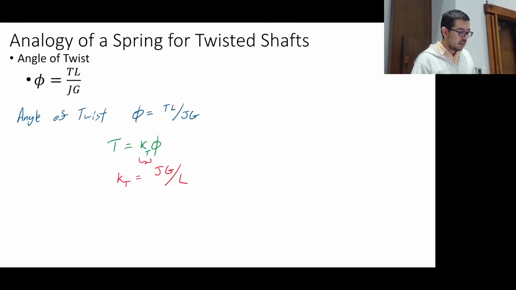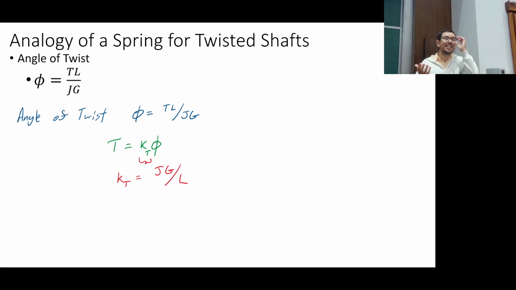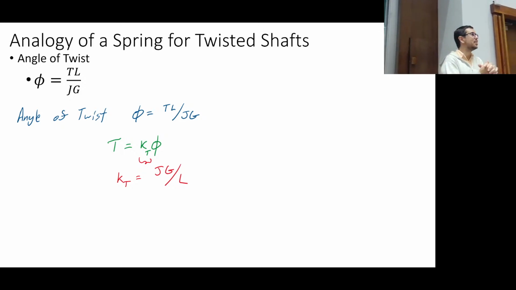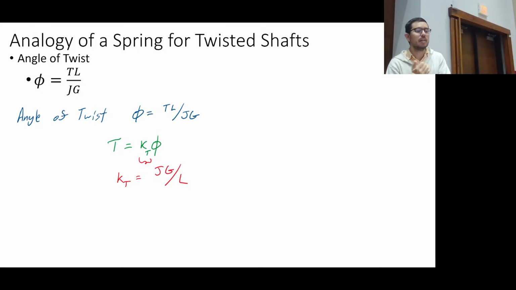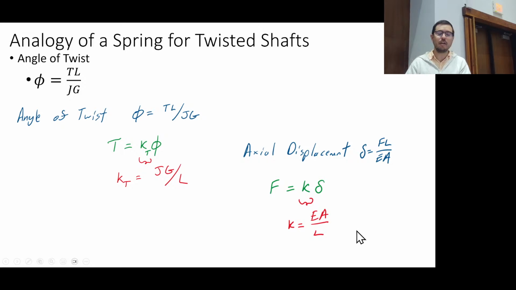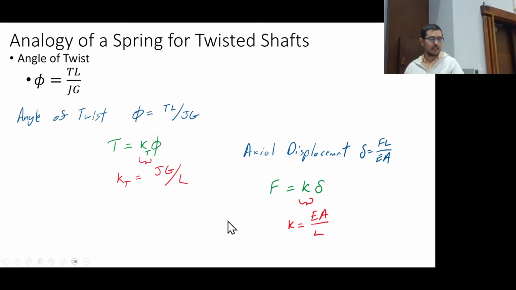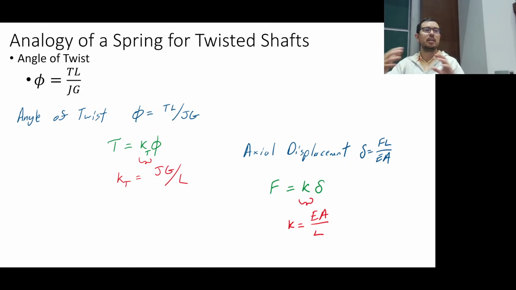Okay. All right, and then again, we can define a KT. Aren't you excited? We can define another stiffness, right? Instead of the K that we had, which is right here, which is EA over L for a bar, we can also think of taking this equation, manipulating it, and it's just JG over L. Again, you see, these analogies are just running so nice and parallel with each other.